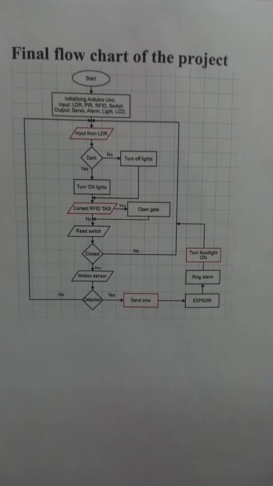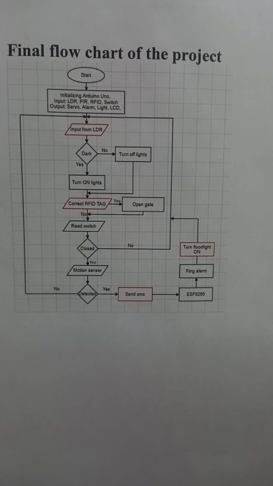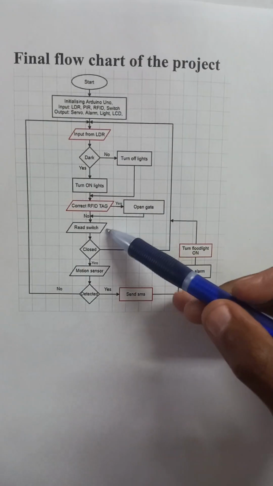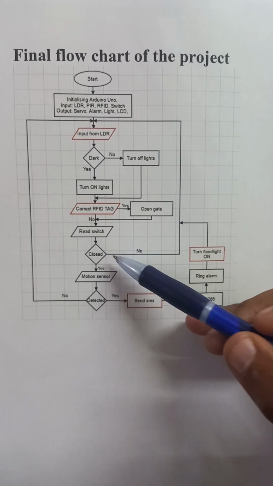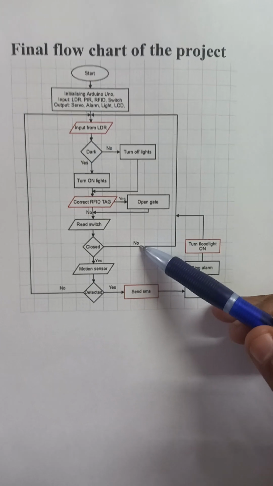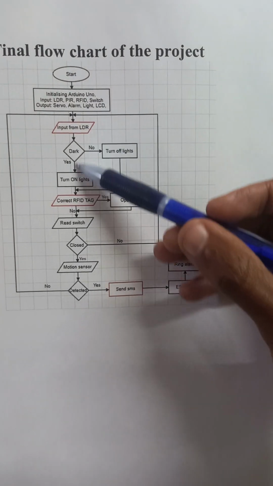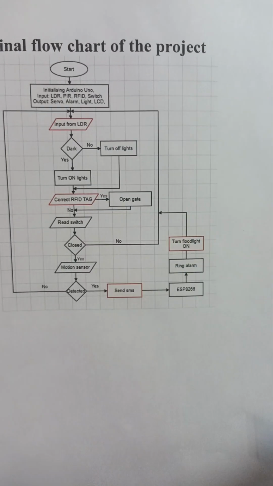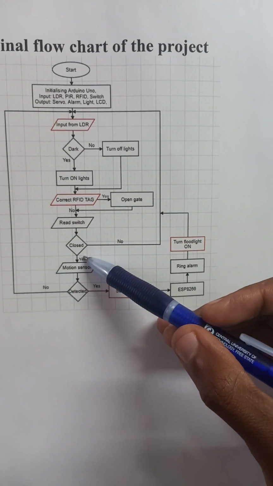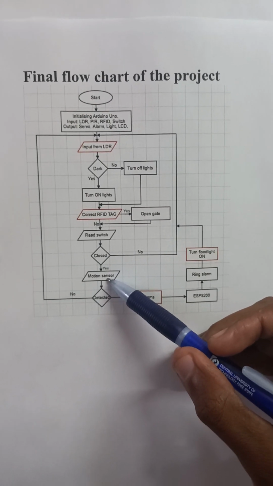If he goes out, he puts the switch off. Okay, so now let's check. We read the status of the switch. Is the switch closed? No, it's not closed. So we are going back to read the other states. If the switch is closed, then now we are going to the PIR motion sensor.